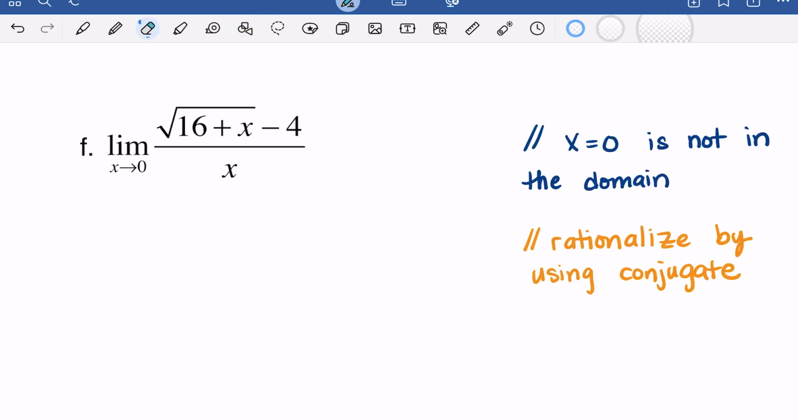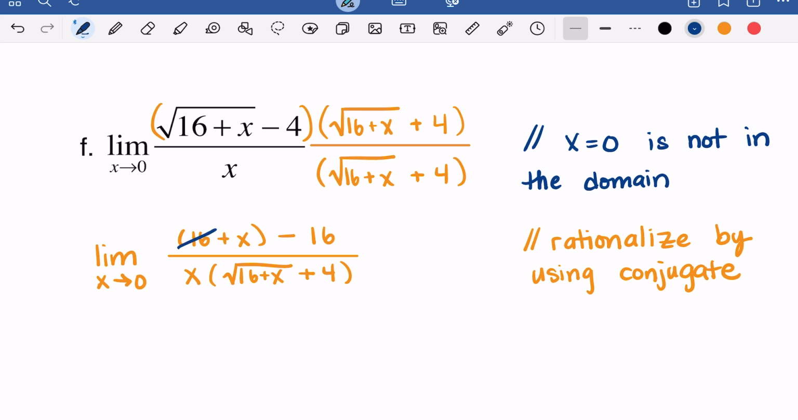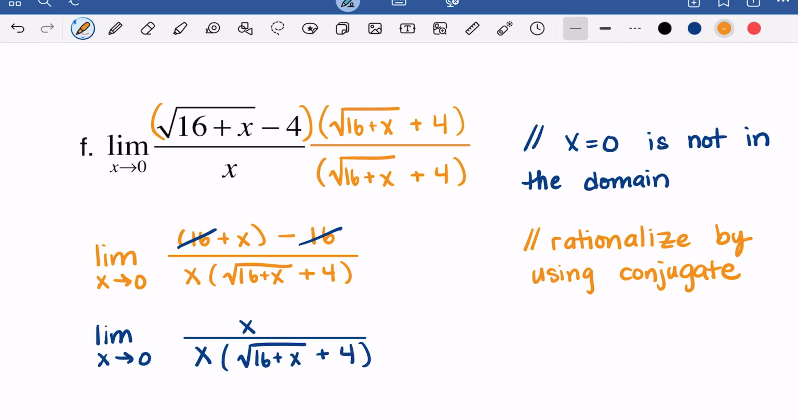So since 0 is not in the domain, I'm going to go ahead and manipulate this by rationalizing by the conjugate of the numerator. As you manipulate the problem, do not forget to write the limit for each step along the way. Our conjugate, we get 16 plus x minus 4 times 4, which is 16. And our denominator, we're going to leave it in factored form. In doing that, we have 16 minus 16 cancels, and I'm left with an x in the numerator. Now you can see the x in the numerator and the x in the denominator will cancel as well.